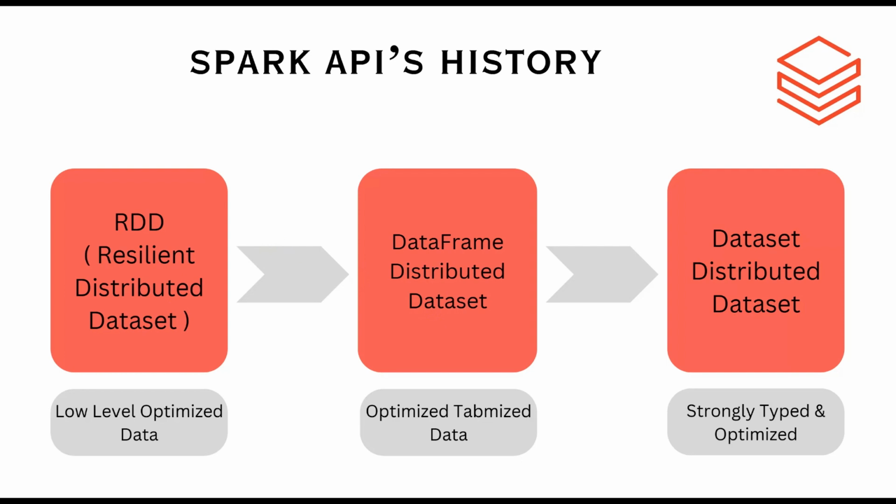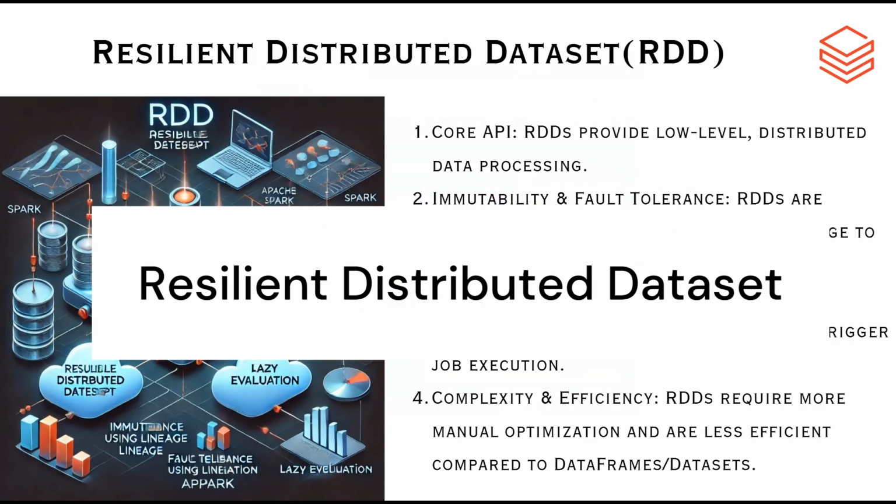So to combine the benefits of both RDDs and DataFrames, Spark introduced the next type, which is Datasets. Datasets provide the type safety of RDDs along with the optimization capabilities of DataFrames by giving developers both control and efficiency. So in short, we can say that this evolution reflects Spark's commitment to make data processing more declarative, optimized, and easier to manage. Now let's see all these three concepts in depth.